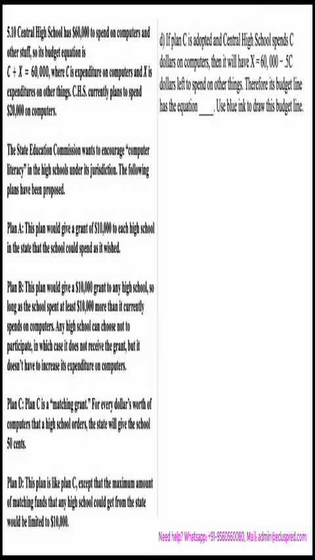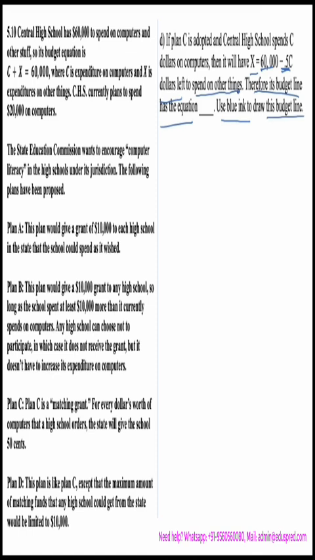In this video, we would be solving this question. I would be solving from part D onwards. So part D says if plan C is adopted and the Central High School spends C dollars on computers, then it will have X is equal to 60,000 minus 0.5 C dollars left to spend on other things. Therefore, its budget line has this equation, and use the blue wing to draw its budget line.